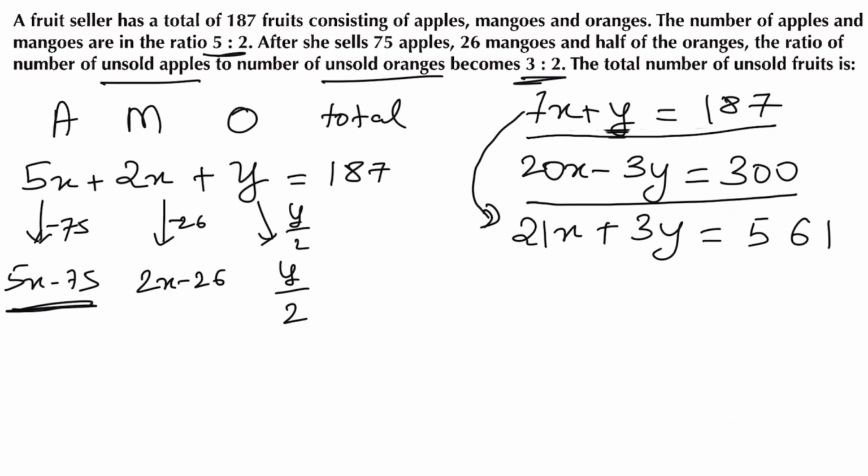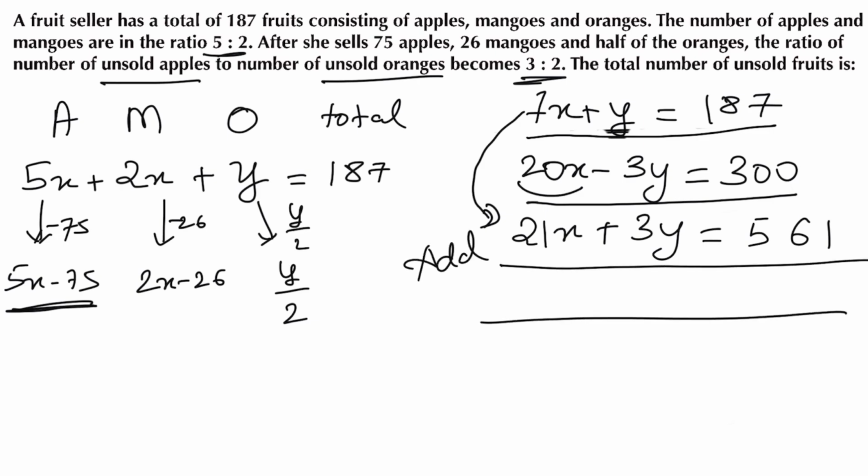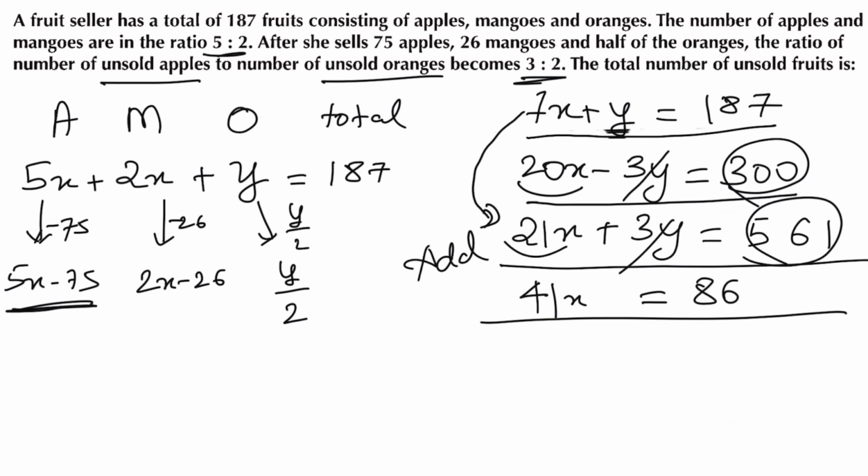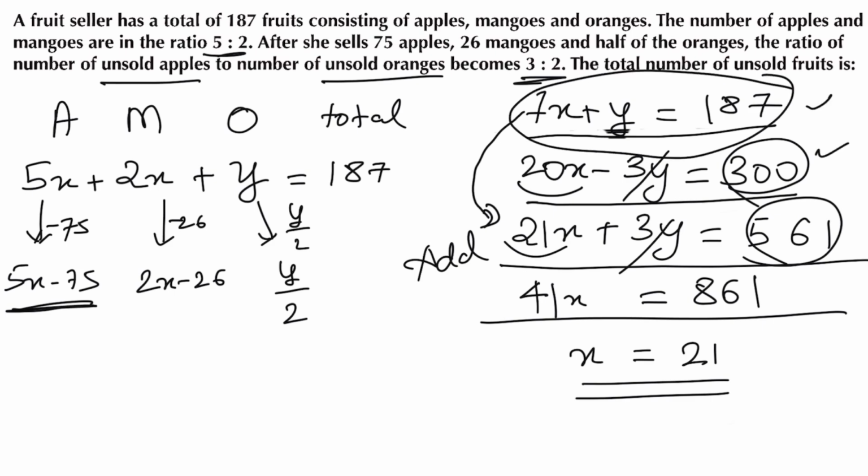The next step is I'll simply add these two equations. When I add these two equations, I get 20x + 21x, 41x, and -3y and +3y get cancelled out, equal to 300 + 561, that is 861. Very naturally, x is 21, since 41 2s are 82 and 41 1s are 41. If x is 21, you can substitute x in either of these two equations. I prefer the first one because it's slightly simpler.